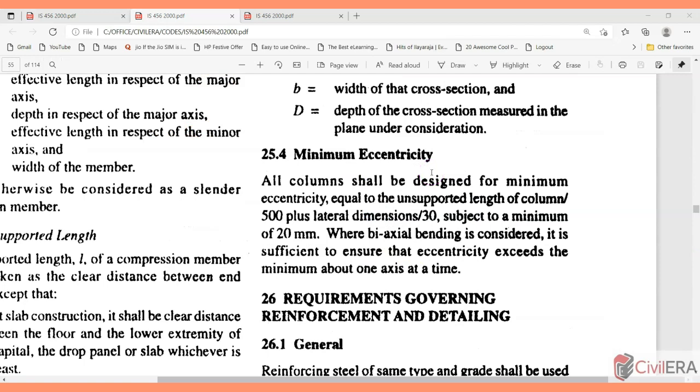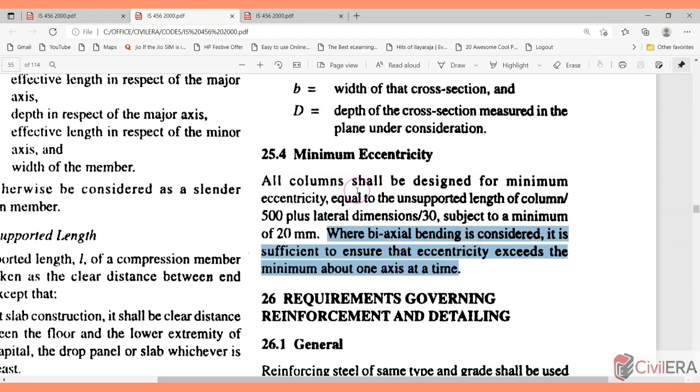The next clause I'm going to talk about is minimum eccentricity, and you can see it here. All columns shall be designed for a minimum eccentricity equal to unsupported length of column by 500 plus lateral dimension by 30, subject to a minimum of 20 millimeters. You know all these, I'm assuming at least, and what I'm going to talk about is the last sentence here.